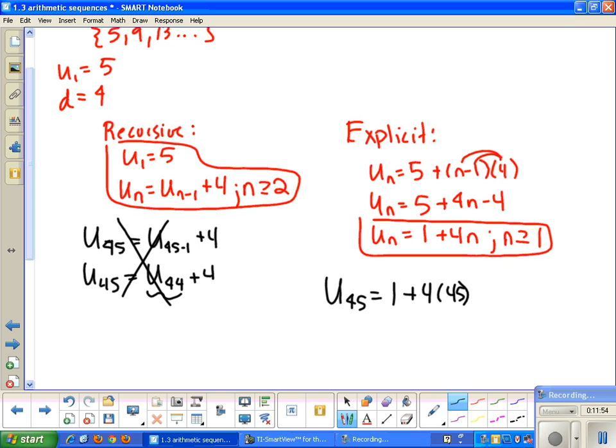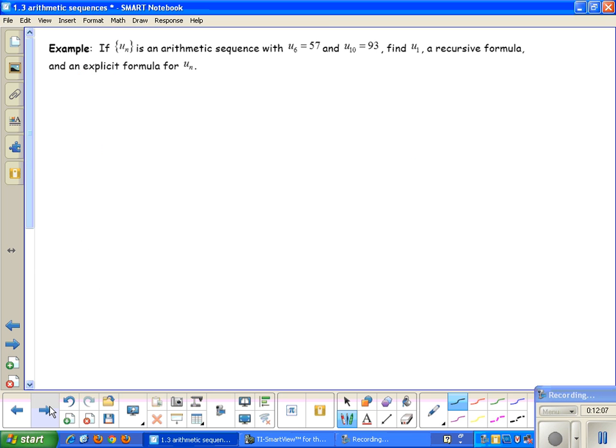So when I do this, all I have to do is go ahead and evaluate. So 4 times 45 plus 1 means that my 45th term is equal to a value of 181. And that would be my answer. So let's go ahead and do another example.